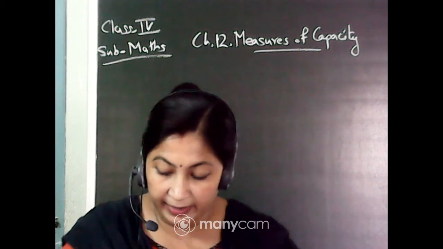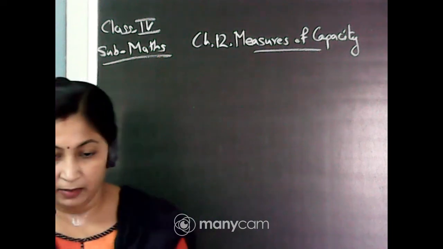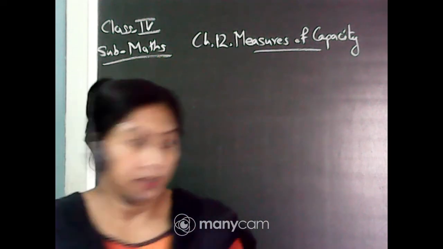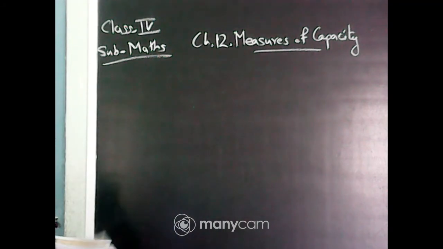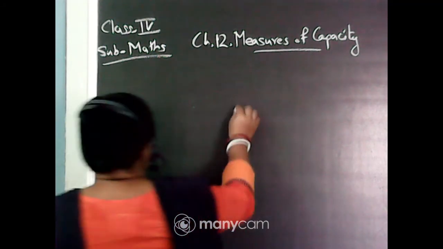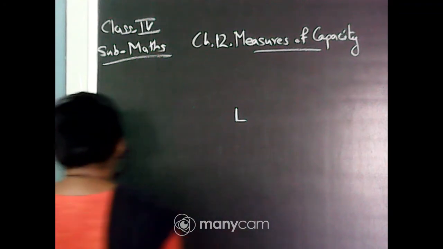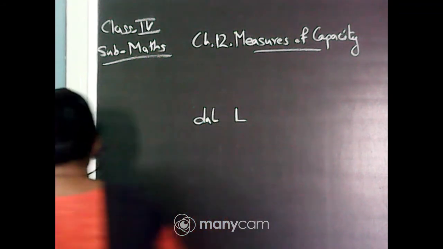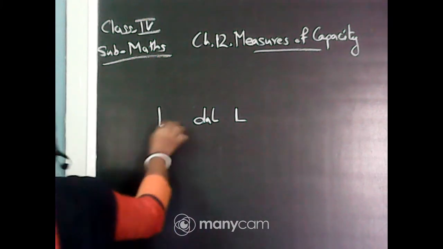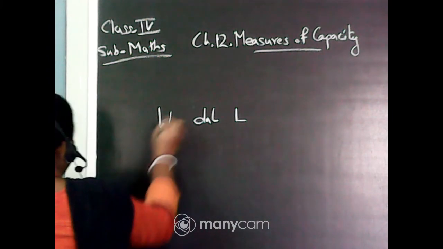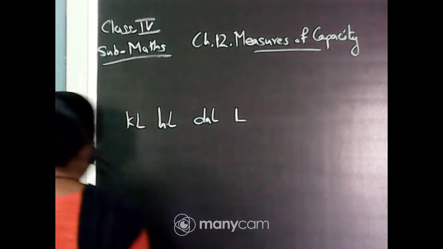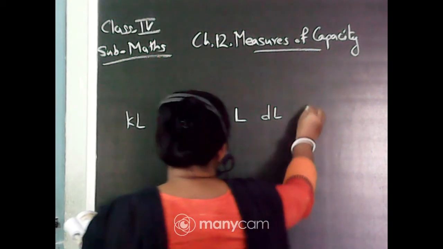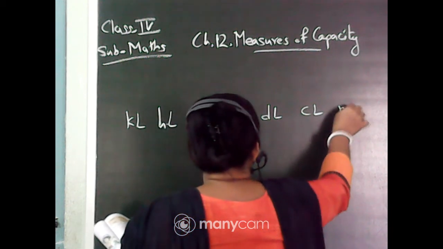In the copy you will write. In the copy, not in the book, in copy. See this, the standard unit for capacity is liter. And then decaliter, next one is the hectoliter, and then it is the kiloliter. And when we are going towards the lower unit, it is deciliter, centiliter, and milliliter.